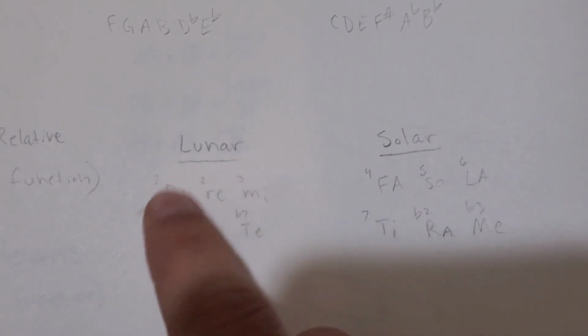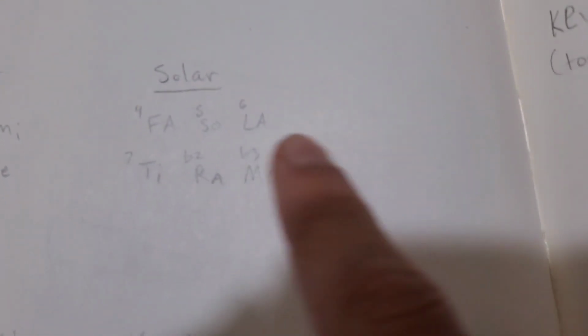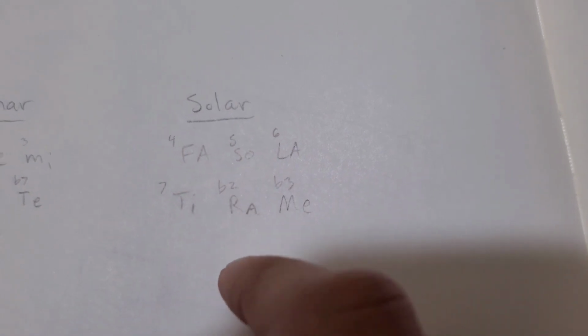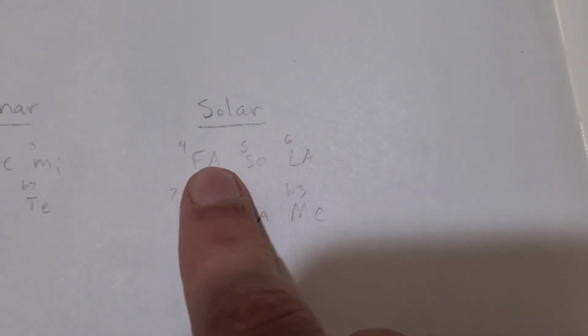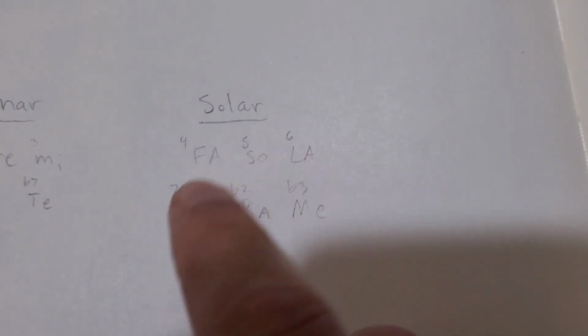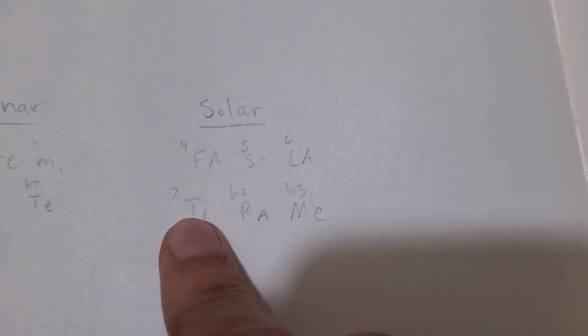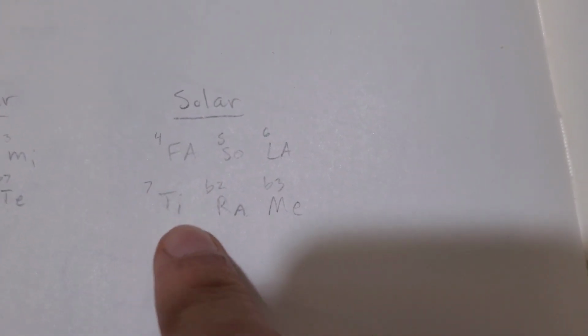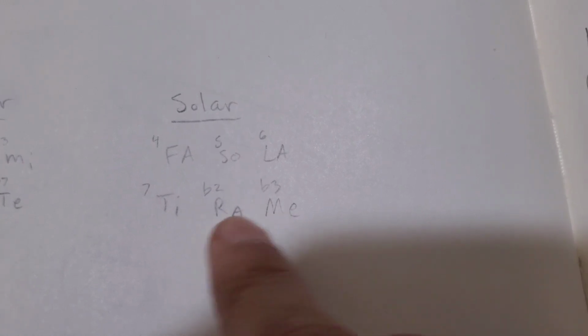So anyway, this is the lunar group, and all the other notes are the solar group. So here are the 4 notes that are diatonic to the major scale, and the ones that lie outside of the key are right here.